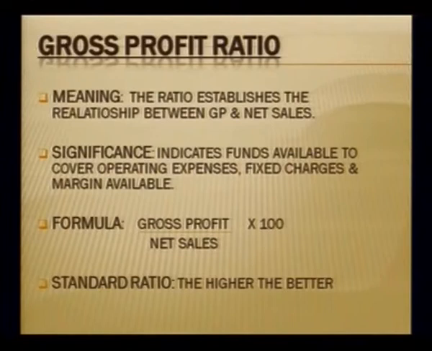When we talk of the formula for gross profit ratio, the formula is very simple. It's simply gross profit divided by net sales into 100. I have already explained how the gross profit is calculated. It is simply net sales minus cost of goods sold. When we take net sales, it simply means that from sales we deduct the sales return, that is, whatever be the value of the goods we have sold, and if any sales are returned by the customers, we deduct it and the outcome is net sales.